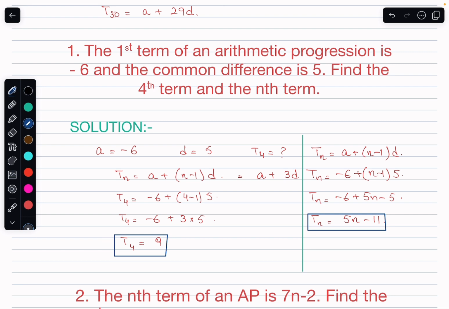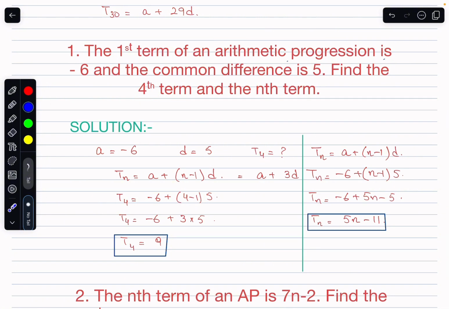The first term of an arithmetic progression is -6, and the common difference is 5. Find the fourth term and the nth term. Let's do the solution here. The first term of an arithmetic progression is usually written as A. The first term A is -6. Common difference D equals 5. And they are asking us to get the fourth term.